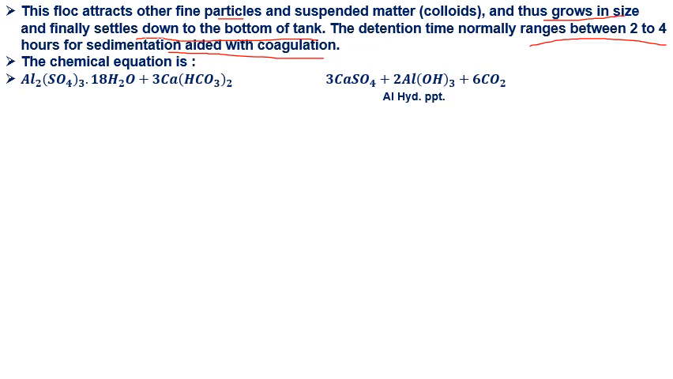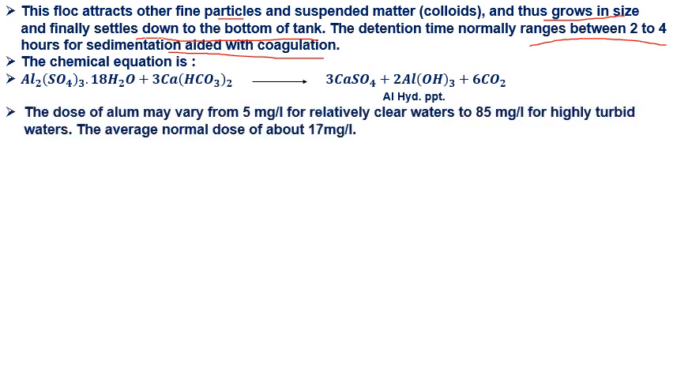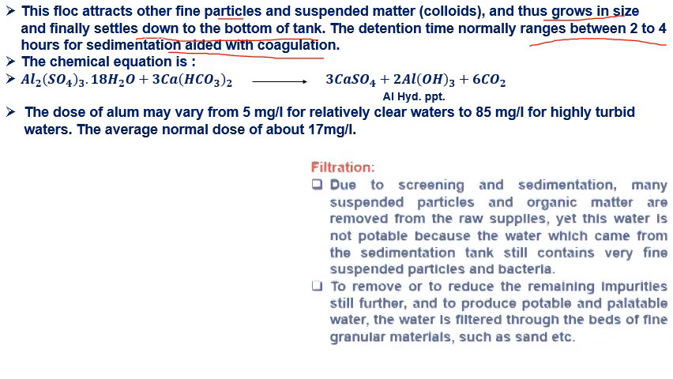The chemical equation is: alum plus alkalinity will produce calcium sulfate plus aluminium hydroxide precipitate plus carbon dioxide. The dose of alum may vary from 5 mg per liter for relatively clear waters to 85 mg per liter for highly turbid waters. An average normal dose of about 70 mg per liter is taken.